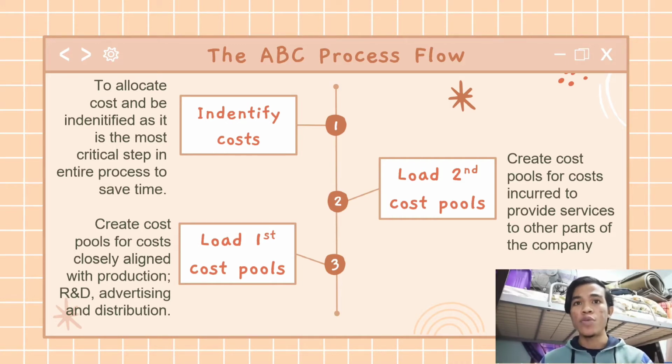Next, load primary cost pools. Create a set of cost pools for those costs more closely aligned with the products of goods or services. It is very common to have a separate cost pool for each product line since costs tend to occur at this level. Such costs can include research and development, advertising, procurement, and distribution. Similarly, you might consider creating cost pools for each distribution channel or for each facility.